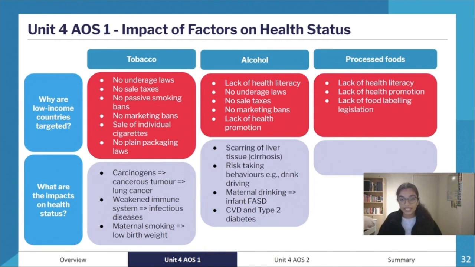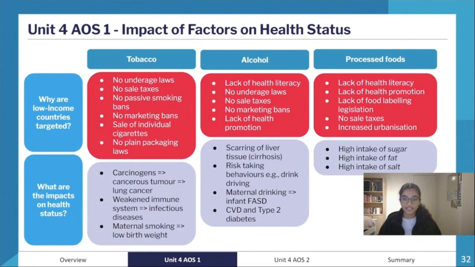And low-income countries are targeted for processed foods because of the lack of health literacy, health promotion, and food labelling legislation. In Australia, we have very strict food labelling legislation. We even introduced the recent health star rating thing, which we looked at in Unit 3 of Study 2. There's a lack of sale taxes and increased urbanization. We're going to have more urban environments, more working culture where people want to be eating quick, unhealthy food, whatever's easiest to access. As a result, there's going to be high intake of sugar, fat and salt, which can lead to type 2 diabetes, CVD, cancers, hypertension, so many different things.